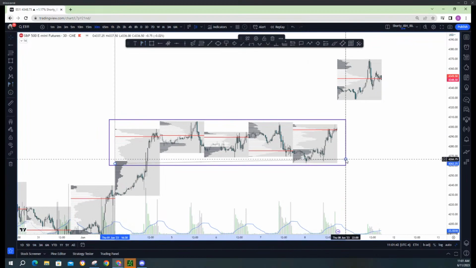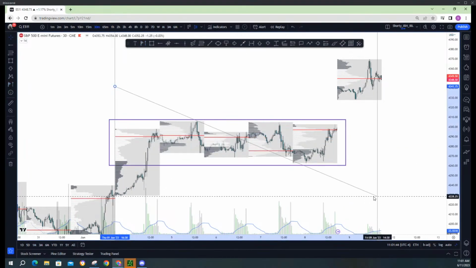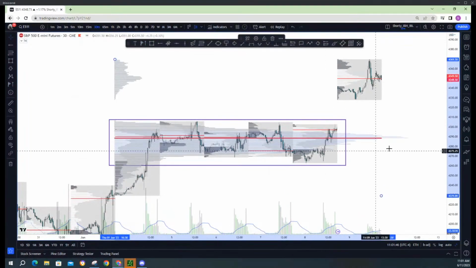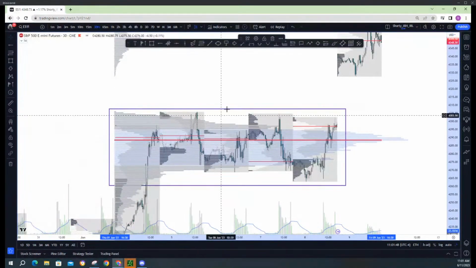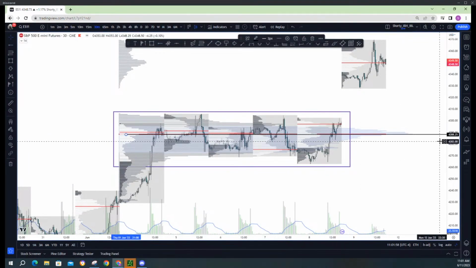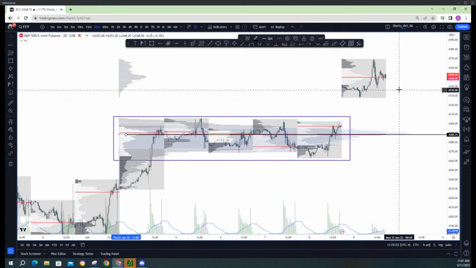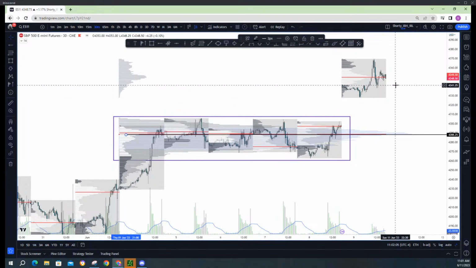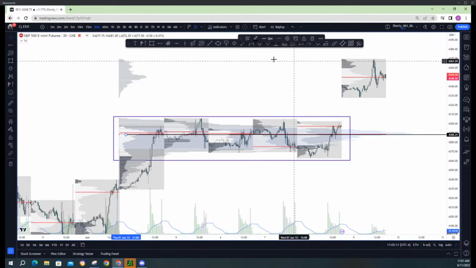If they can't create value higher, where's the value left? Remember the reversion to the mean. We left this side here, 42.88. If we are not able to hold this value area low, let's say tomorrow or at 6 p.m., where do you think they'll go? Right back down here.